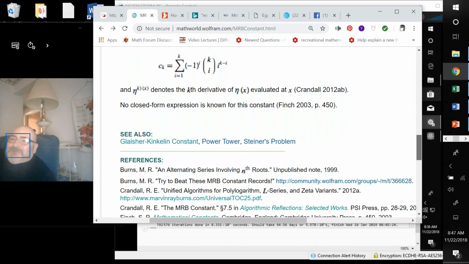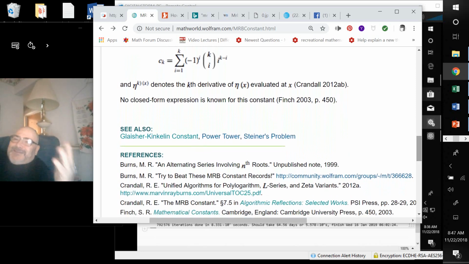Steven Finch was another person I bragged to about. I discovered a new constant. I'm discovering a new constant. Look at it. Look what it does. And he published it in his book.